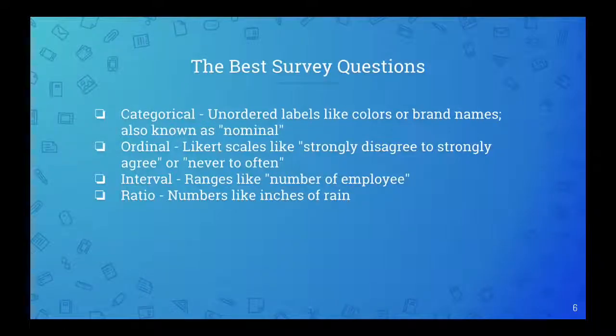When creating your questions in a survey, try to make them categorical, ordinal, interval, or ratio. Categorical questions are unordered labels like colors or brand names. Ordinals are Likert scales like strongly disagree to strongly agree. Intervals are ranges such as 0 to 10, 11 to 20, 21 to 30. Ratio questions are numbers like inches of rain, for example 1, 2, 3, and 4.